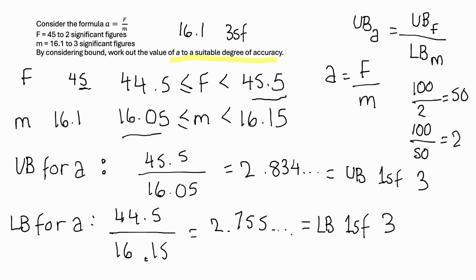the upper bound for A, let's say to 2 significant figures, we get an answer of 2.8. And if we look at the lower bound for A to 2 significant figures, we get an answer of 2.8 as well. Okay, that's looking a bit more accurate. Let's see if we can round to 3 significant figures.